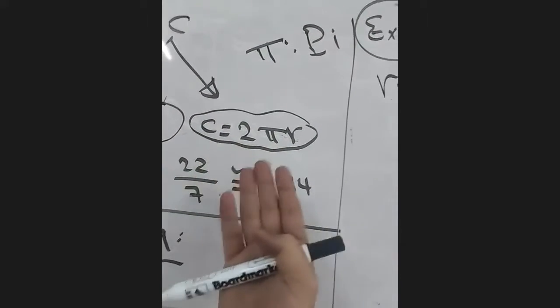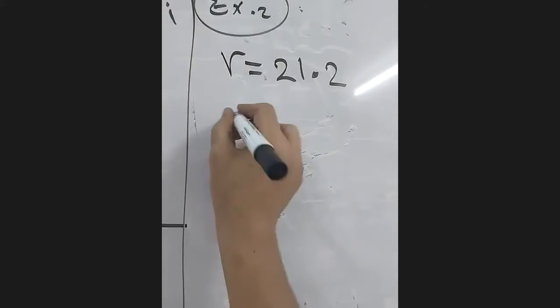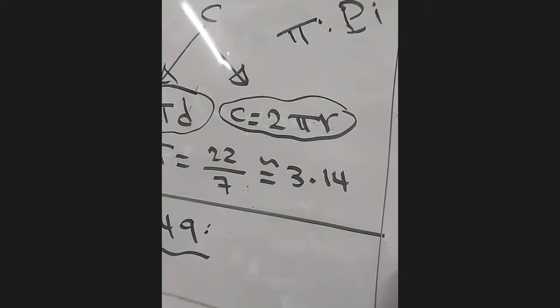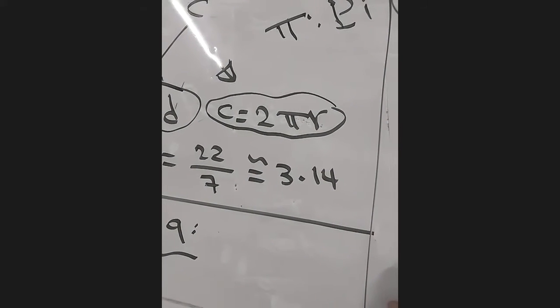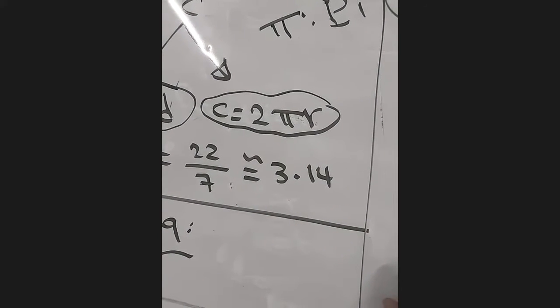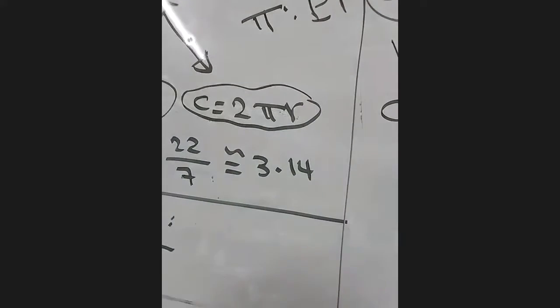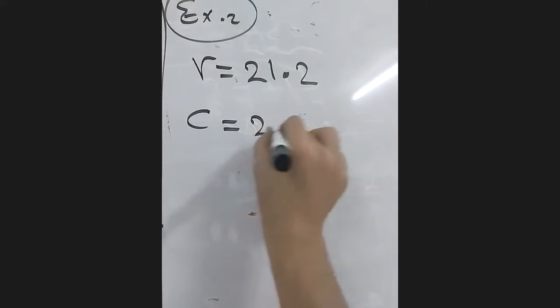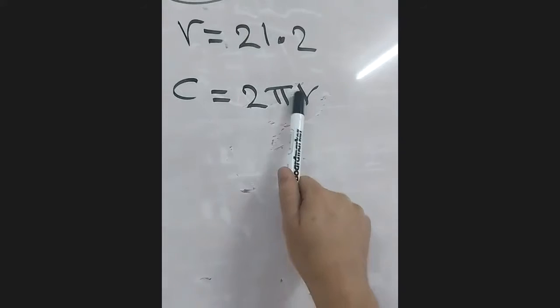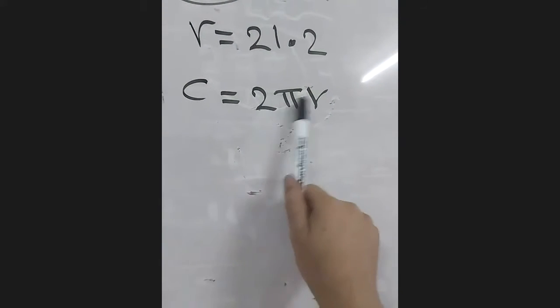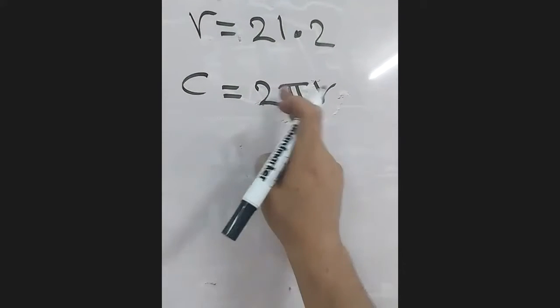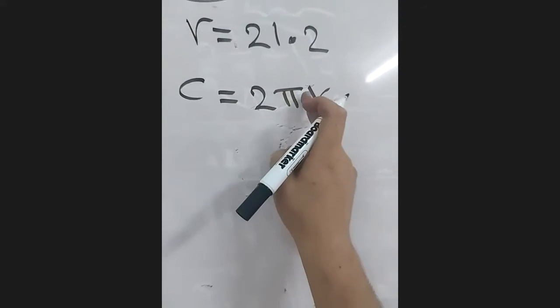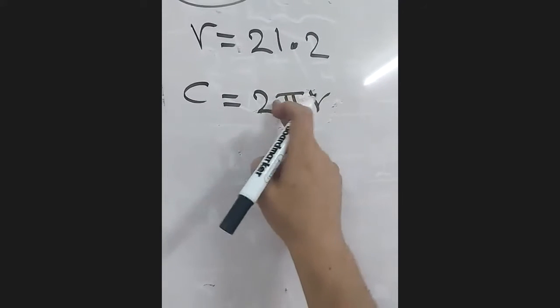You need to memorize it, guys. C equals 2 pi r. Yes, but we read them just once. C equals 2 pi r. Okay. What's between them here, between the 2 and the pi and the r? What should be between them?